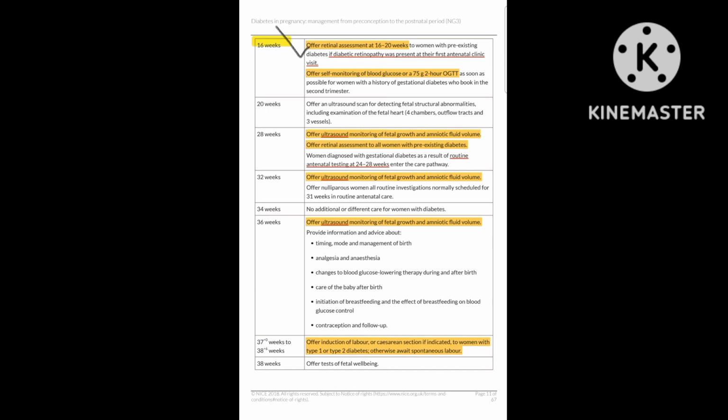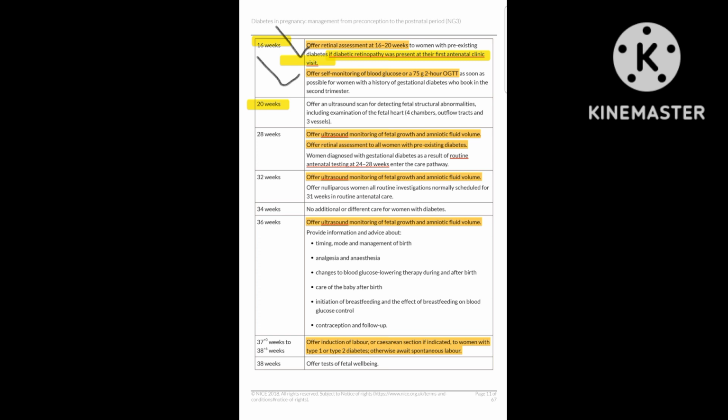If diabetic retinopathy was present at their first antenatal clinic visit. Offer self-monitoring of blood glucose or a 75 gram OGTT as soon as possible for women with a history of gestational diabetes who book in the second trimester.